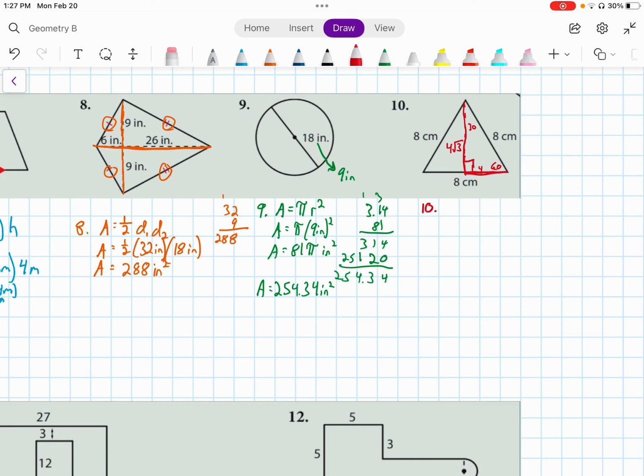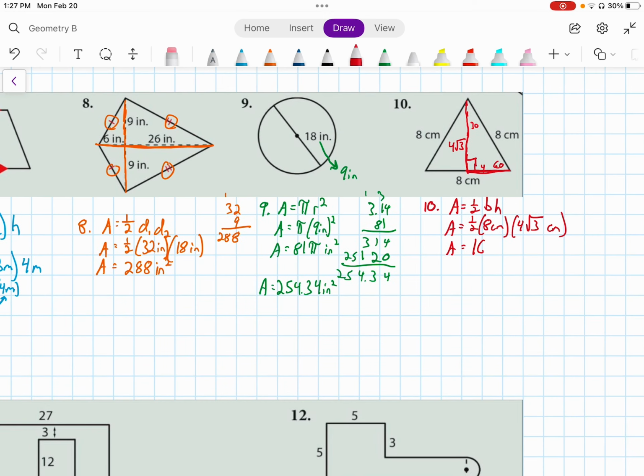So area, the triangle is 1/2 base times height. The base is 8 centimeters. And as we mentioned just now, the height is 4 times the square root of 3 centimeters because of the 30, 60, 90 triangle. And so half of 8 is 4. 4 times 4 is 16. So this is 16 times the square root of 3 centimeters. You could find that decimal approximation by putting that in your calculator.